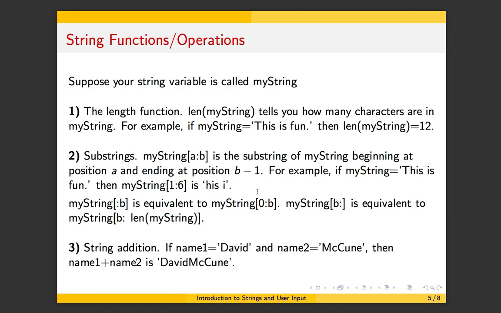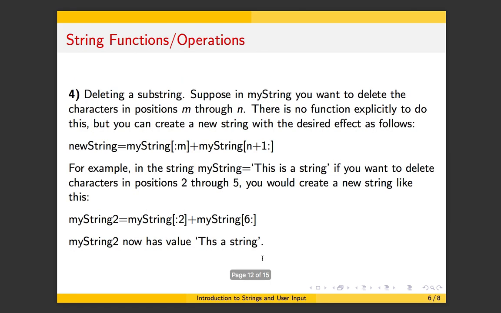You can add strings together if you feel like. So if name1 is David and name2 is McCune, then name1 plus name2 is just you slap them right together: DavidMcCune. Notice there's no space here, because it's just this string, and then you immediately concatenate that string next to it. If you want there to be a space in between the D and the M, you could do name1 plus a space plus name2 or something like that. But anyway, you can just glom two strings together via addition.